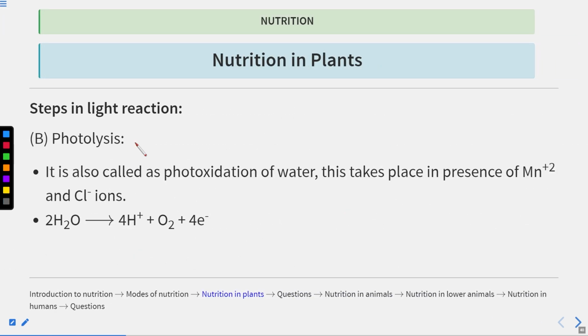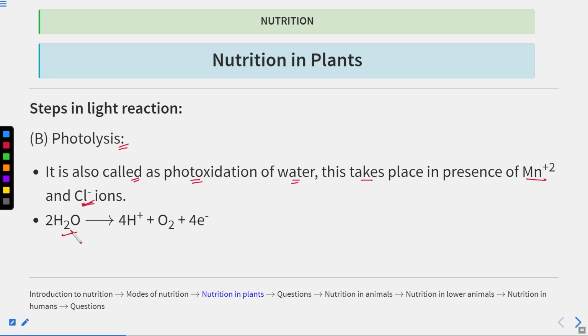Now next is the photolysis of water, which is also known as the breakdown of water in the presence of sunlight. It is also known as the photooxidation of water, and this takes place in the presence of manganese ion and chloride ion. So for photolysis of water, these two ions are very important. Apart from them, calcium ion is also required, but mainly manganese and chloride ions are required to carry out the photolysis. So this is the reaction of the photolysis.